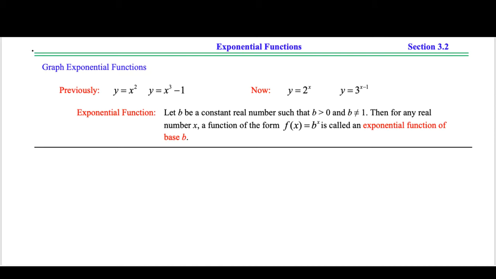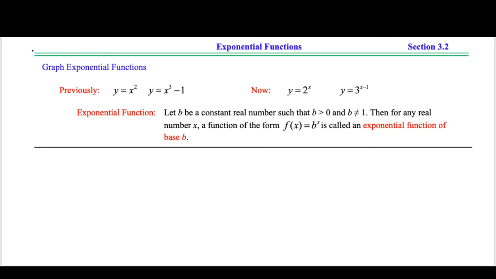If we let b be a constant real number such that b is greater than 0 and b is not equal to 1, then for any real number x, a function of the form f of x equals b raised to the power of x is called an exponential function of base b. Essentially, an exponential function is any function with a constant base.